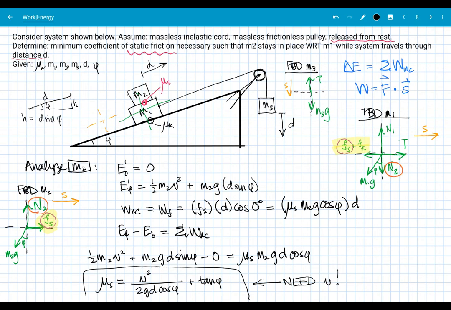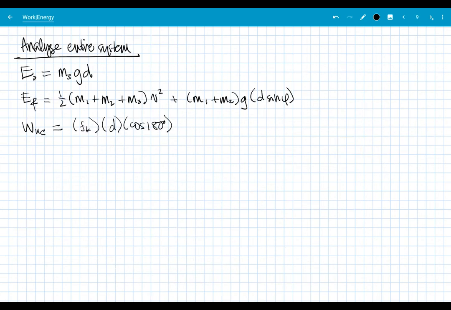Okay, the other kind of exciting thing here is I need to ask myself which normal force is going to go with this kinetic frictional force. So it's the normal force that's between block one and the surface. If I go back to my physical diagram, I can know that N1 is the normal force between block one and the surface. So that's the normal force that I care about. So we can say that this is going to be mu k times N1 times d times cosine 180, which is negative 1.